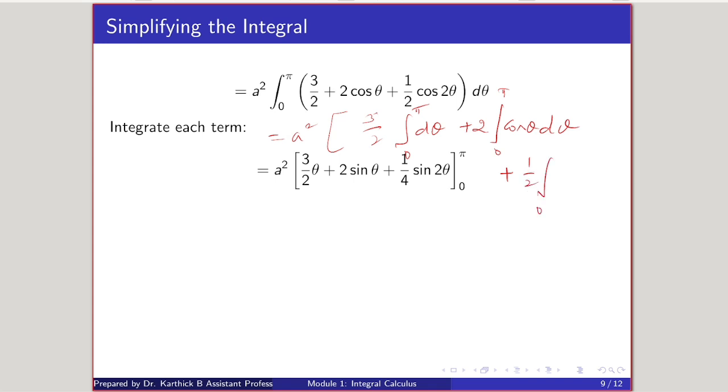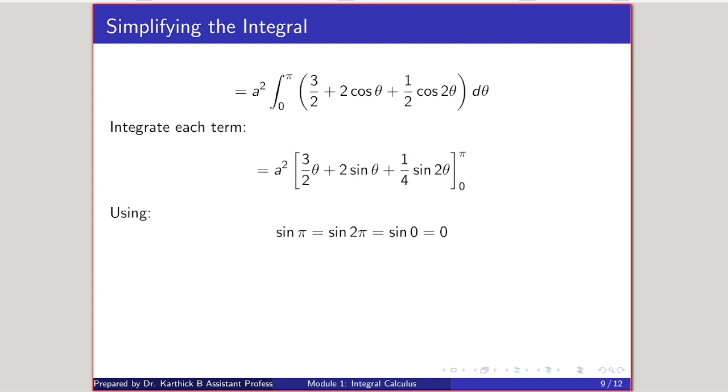plus 1 by 2 integral 0 to pi cos 2 theta d theta. Then integration of d theta with respect to theta, then I will get 3 by 2 theta. So then here integration of cos will be sine, integration of cos 2 theta will be sine 2 theta. Then already we know that sine n pi is always 0.